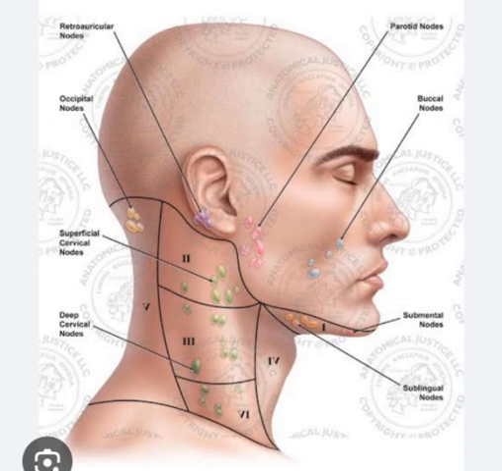Associated primary malignancies. These nodes most often contain metastatic deposits from malignancies of the oral cavity, nasopharynx, oropharynx, hypopharynx, and larynx.